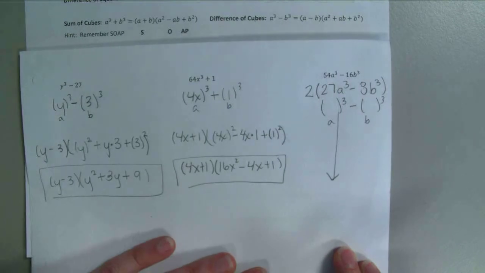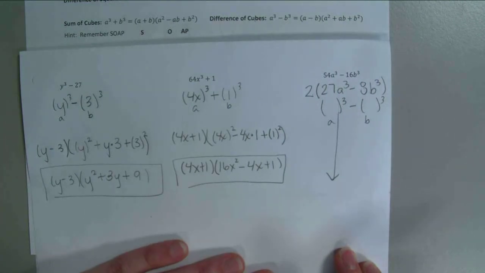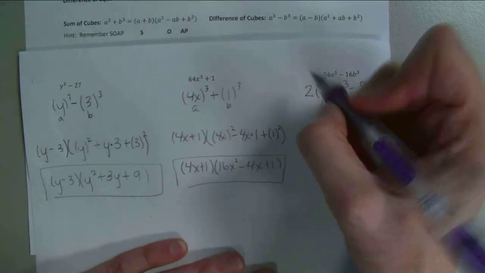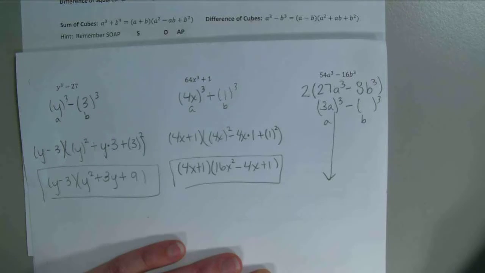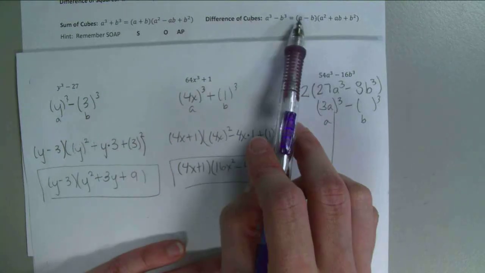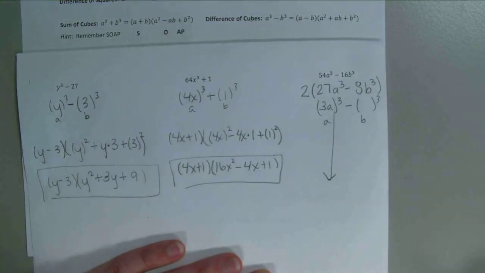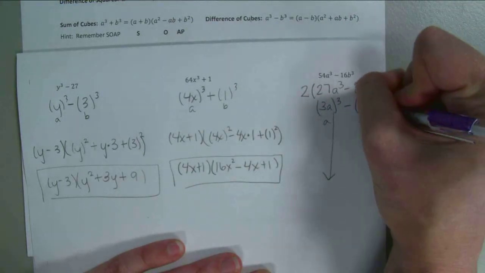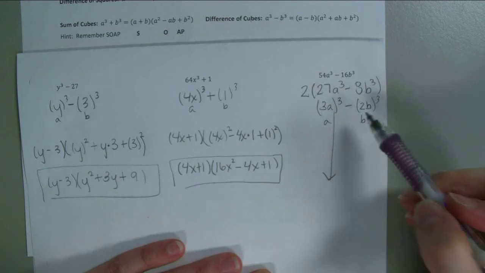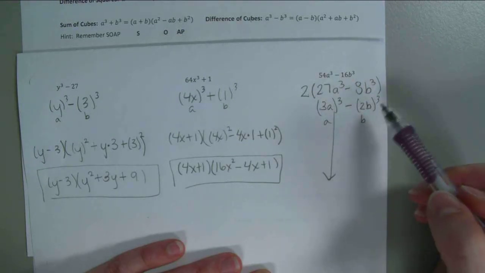What do you cube to get 27? 3. What do you cube to get A cubed? A. So 3A is how we're going to split up that first one. So in our formula up here, wherever we see A, 3A is going. What about 8? What do we cube to get 8? 2. And we're going to put a B to follow it, all right? Because 2 times 2 times 2 is 8, and B times B times B is B cubed.